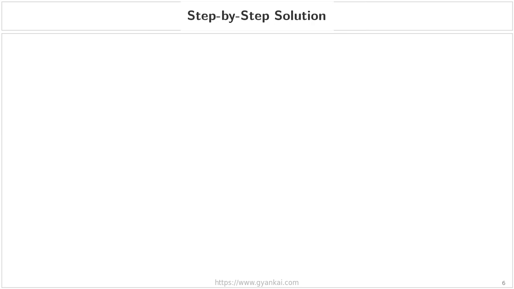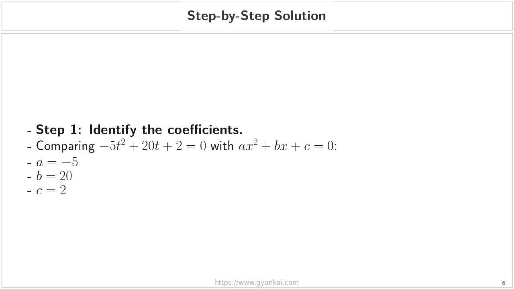Step-by-step solution. Now that we have our real-world scenario, finding when the ball hits the ground, let's move into the actual calculation. Our first step is to identify the coefficients. To do this, we need to compare our specific equation, -5t squared plus 20t plus 2 equals 0, to the standard form we discussed earlier, which is ax squared plus bx plus c equals 0. By matching the terms, we can clearly see that our value for a is -5, our value for b is 20, and our value for c is 2.